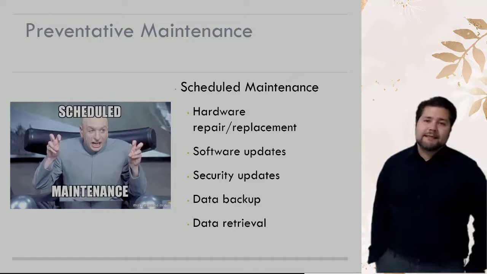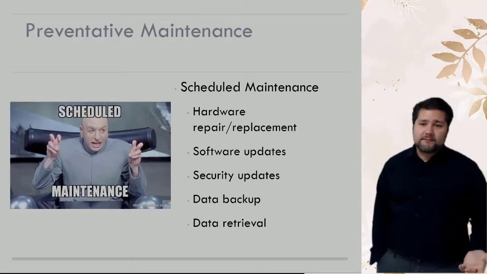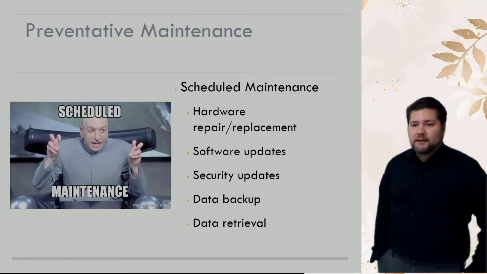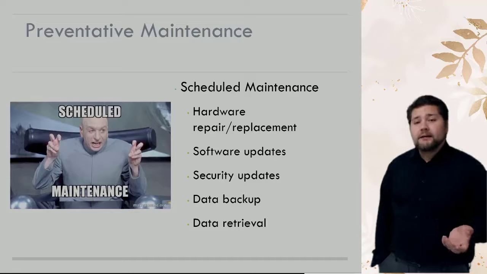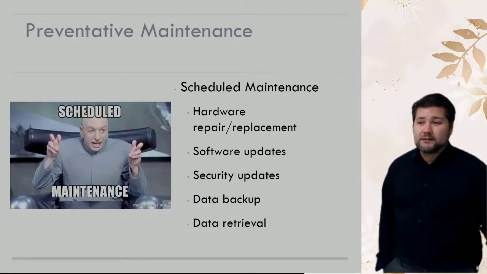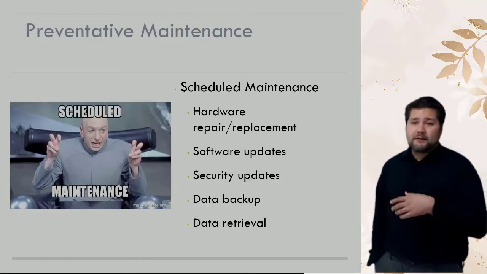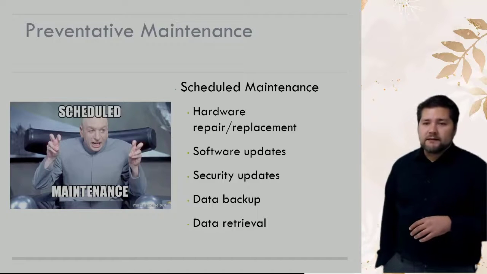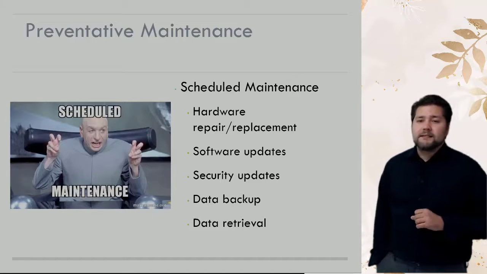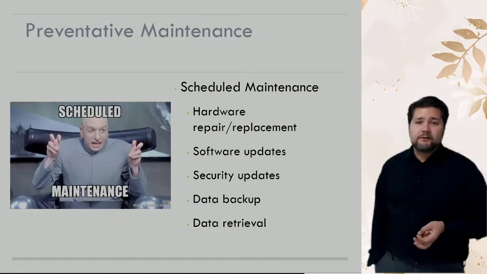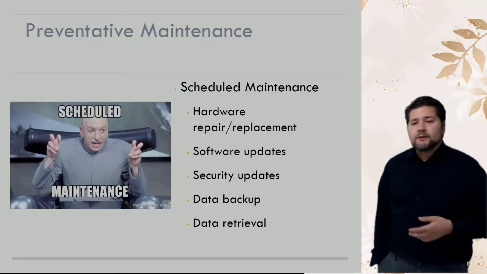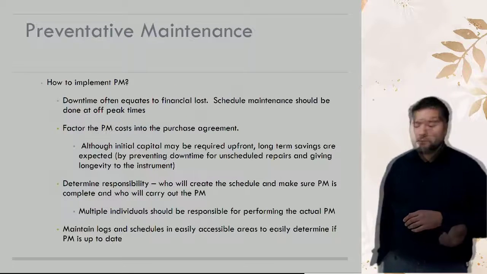So the biggest takeaway is that preventative maintenance is scheduled maintenance. Those will include things like hardware repair and replacements, and software updates. Getting that regular Windows update and clicking, yes, finally I'll install that update, is considered preventative maintenance. Security updates, so making sure your stuff isn't getting accessed, or maybe there's a new virus on the streets that all these kids are uploading. Maybe you should protect yourself against it. That update is preventative maintenance. Data backup and data retrieval are all part of that process. So that stuff can be scheduled.